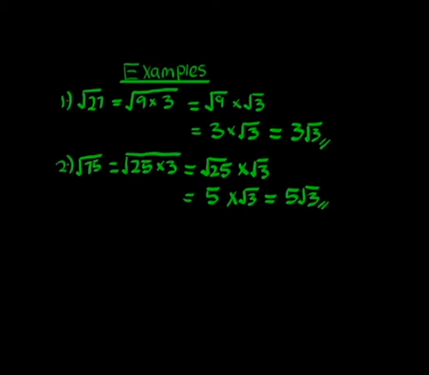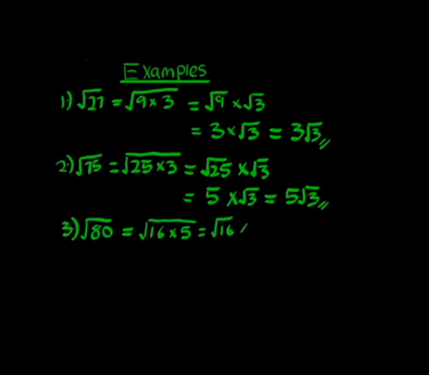Now, let's take another example that will help us understand better. Assuming we are told to simplify root 80. We're still going to find two numbers whose product would give us 80, and one of them must be a perfect square. So two numbers whose product would give us 80 are 16 and 5. So what we have is the root of 16 times 5.